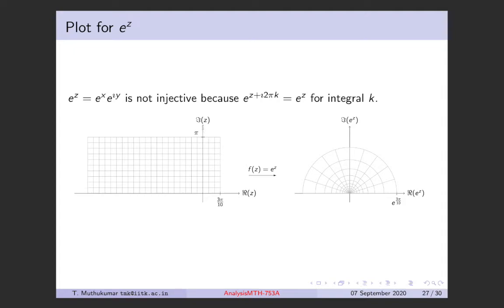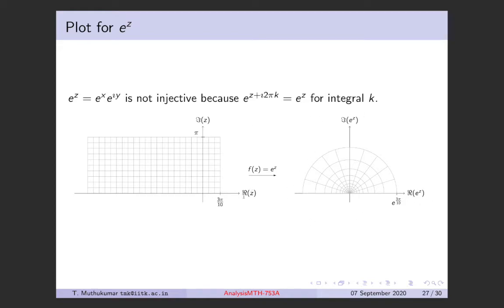if you look at this imaginary line, it gets mapped to the unit circle, right? Because in the imaginary line the x component is 0, so it's e power 0, which is 1. So e power z for the imaginary line is just e power iy. And e power iy is on the unit circle. So the imaginary line gets bent and it gets mapped to the unit circle here.